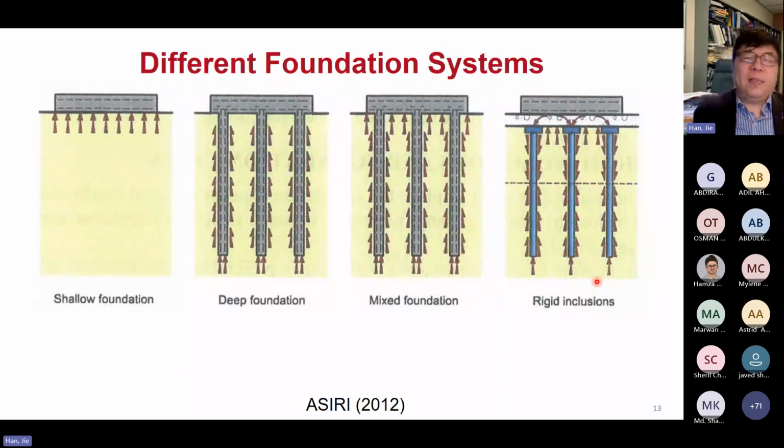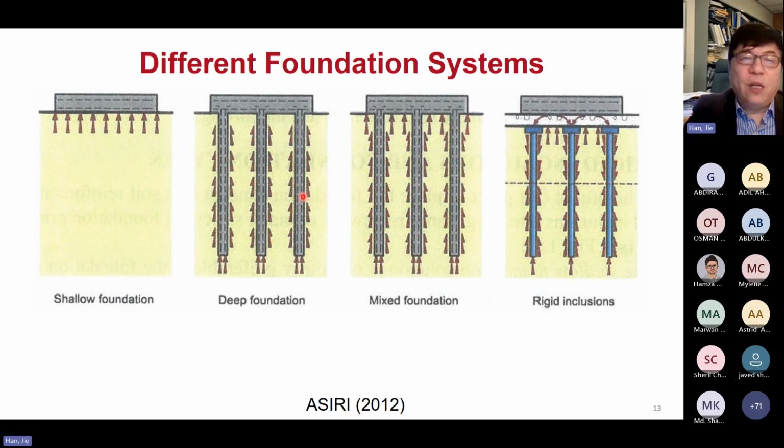Okay, now we talk about different options for foundation systems. Here basically shows the comparison from the French guideline, and it says we have a shallow foundation, and then we have a deep foundation, like a pile foundation. And they call this one a mixed foundation, basically different from those two.